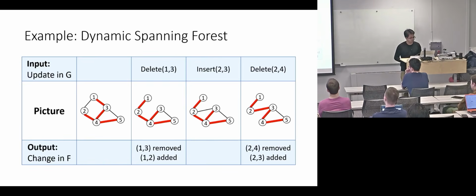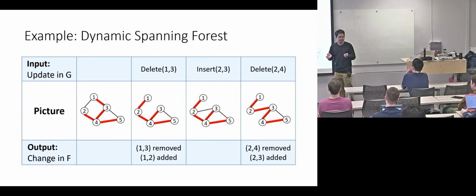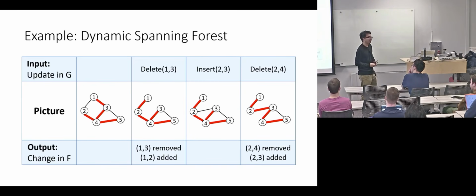One trivial algorithm to do this is just to recompute everything from scratch after each update. How fast is this? Can you tell me? Do you know the algorithm? How can we compute a spanning forest in a graph? What's the running time of that? Is it E log E? E log E, that would work too.